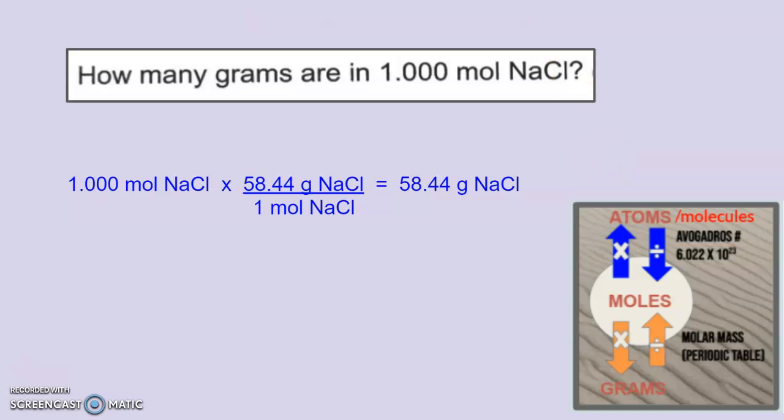Here's your answer. Starting with the given, the 1 mole, I'm going to go ahead and multiply by the molar mass. So remember, when I find the molar mass, I have to look up Na, and I have to look up Cl, and I have to add those together. So it's 22.99 plus 35.45, and that's where the 58.44 or approximately comes in. And multiplying straight across, your answer is 58.44 grams of NaCl.